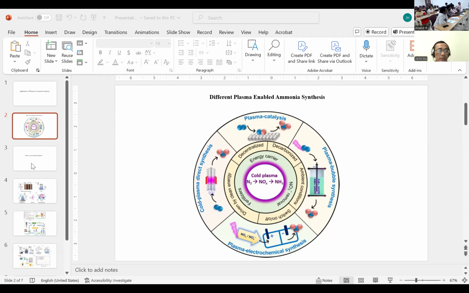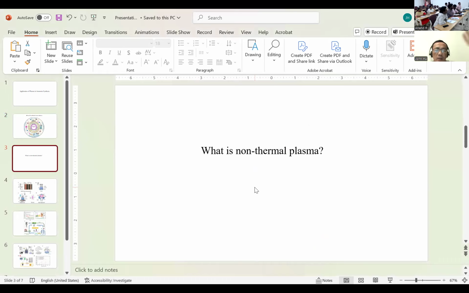Okay. Now I'm going to pose a question. I think Dr. Anand in a different session mentioned non-thermal plasma or cold plasma. Can anyone tell me your understanding of non-thermal plasma or cold plasma? Anybody can give it a try. So what is non-thermal plasma or cold plasma?